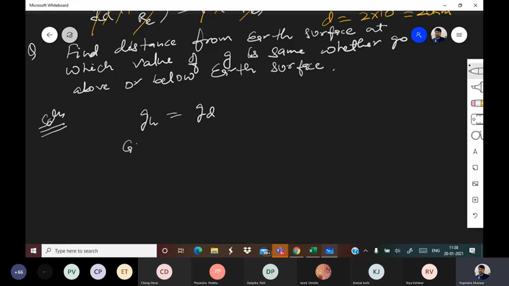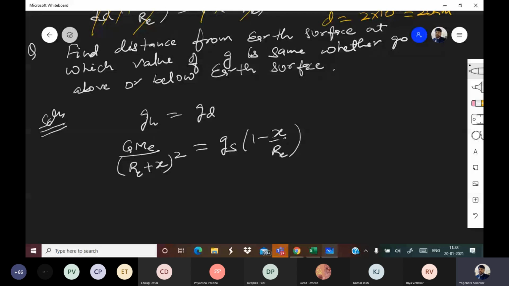we can write GME upon RE plus H, or you can say X. I'm taking this as X. RE plus X whole square is equal to G depth. G depth is GS into 1 minus D upon RE. And here D is X, right? All right.